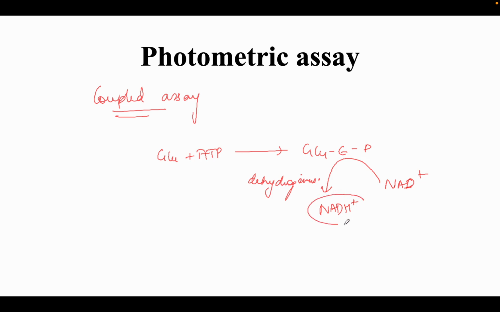This NADPH we could measure by UV-visible spectrophotometry. So this is an example of a coupled assay, where we are not measuring glucose 6 phosphate but NADPH, which is formed because of glucose 6 phosphate, our product in the reaction. So this is another example of a continuous coupled assay.